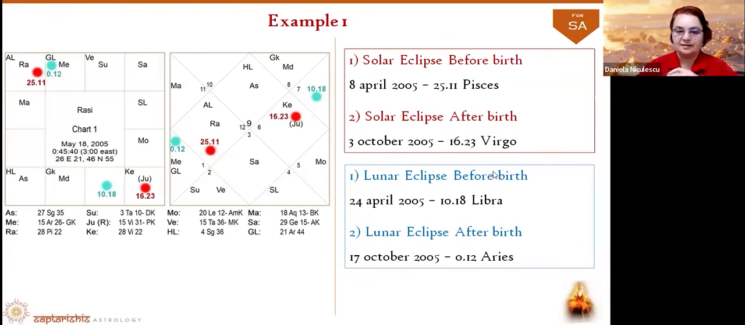Of course, millions of people may be born within that time frame, but these degrees may vary a little bit because of the country they are born in, right? So take into consideration the birth location. For the Moon, it may vary a little bit. For the Sun, not so much.